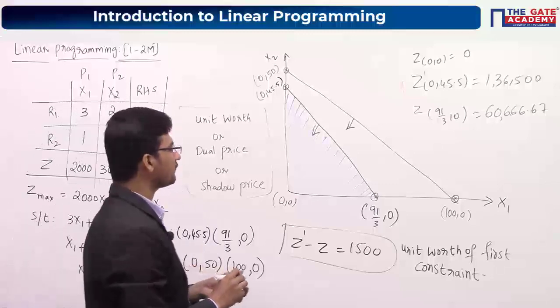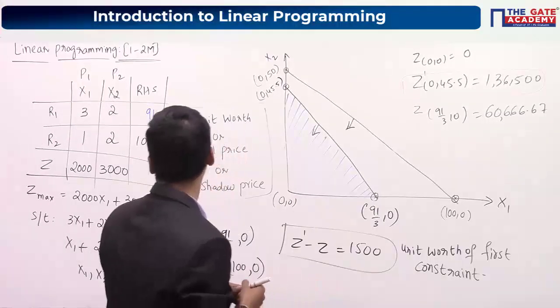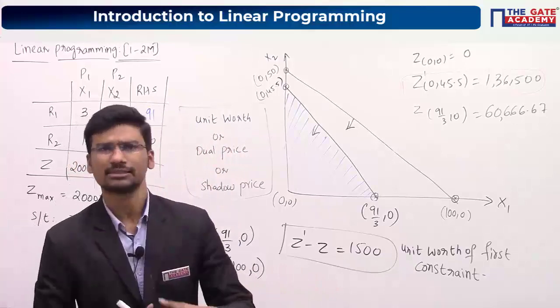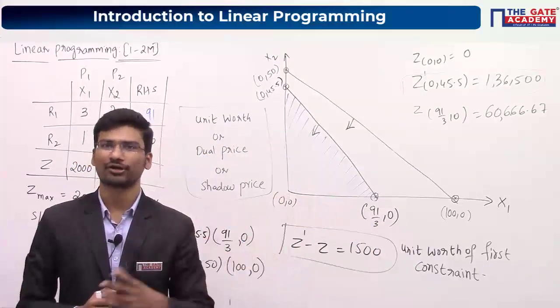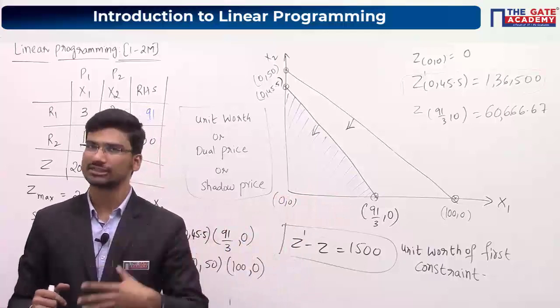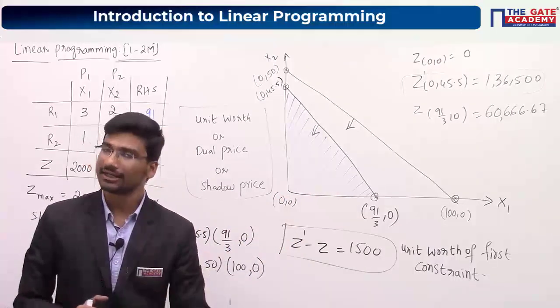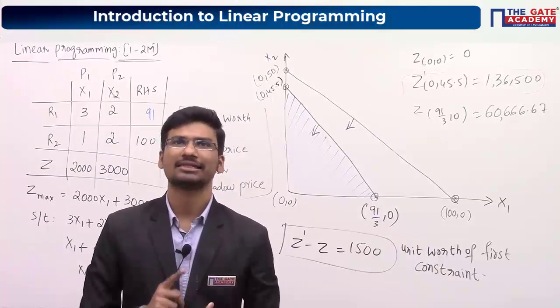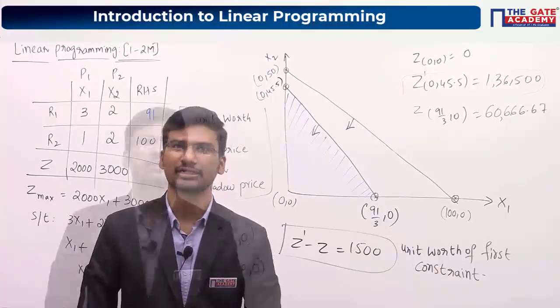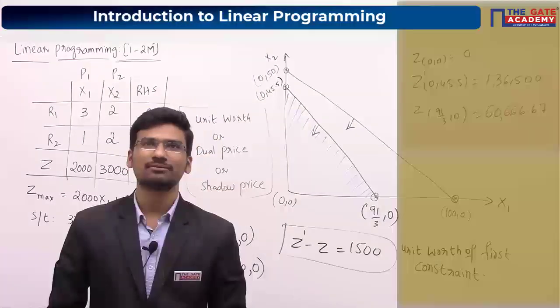So what is the unit worth of R2? It is 0. Unit worth of R2 will be 0 because it is a redundant constraint. You can write down that point. Unit worth of resource R2 is equal to 0 as it is a redundant constraint. Okay. So shall we move to the next question?